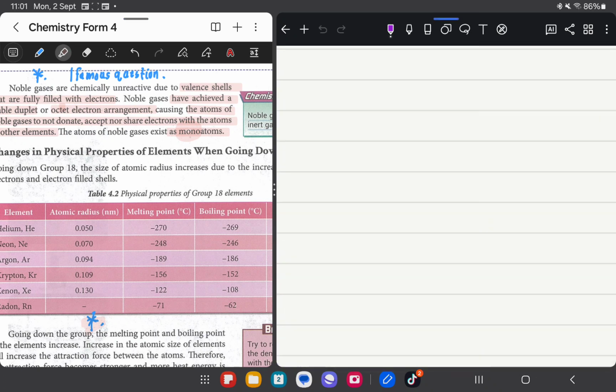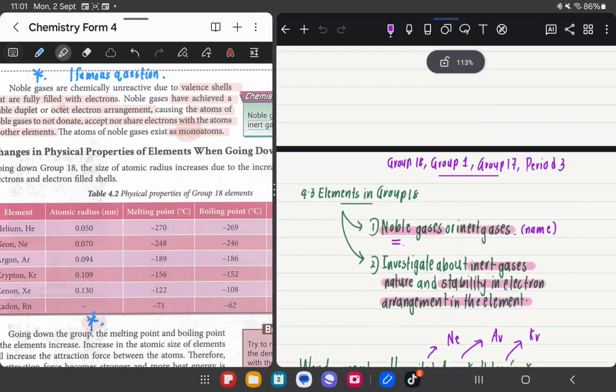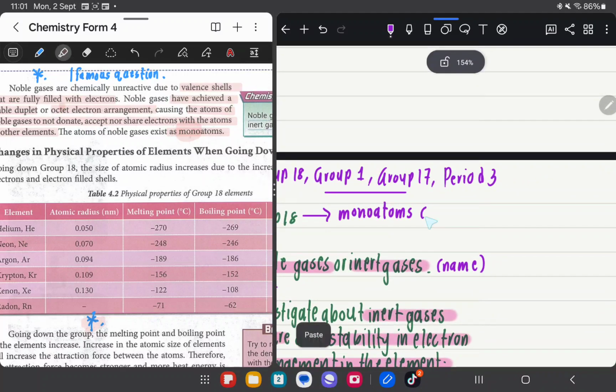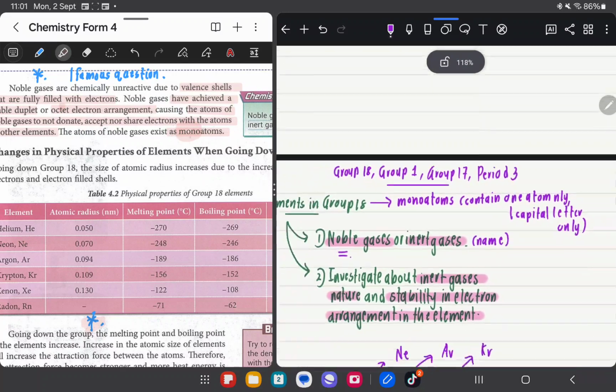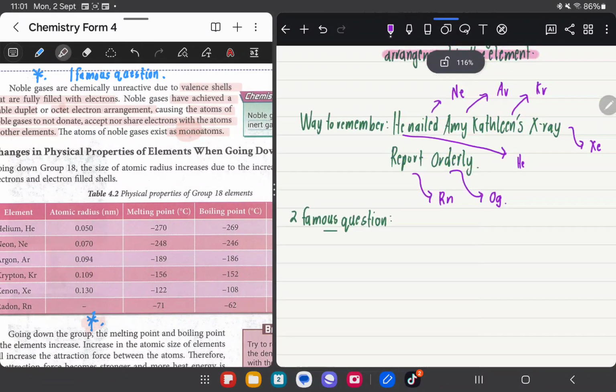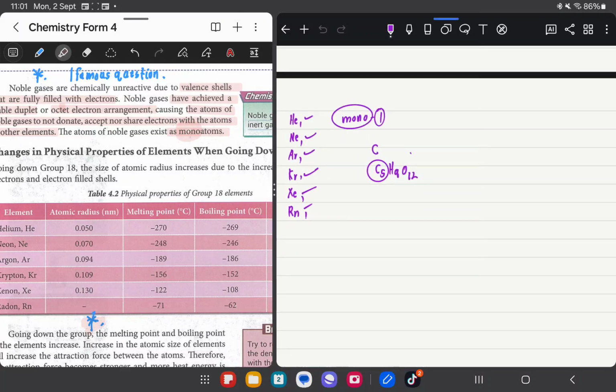So to make it simple, all group 18 elements are monoatoms. What does monoatom mean? It contains one atom only. Or as I taught before, one capital letter only. Okay, so this is the meaning of monoatom. Okay, do you understand? Okay, so wait, I go to the previous page.